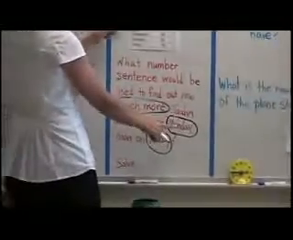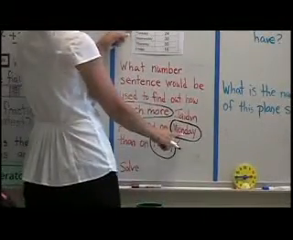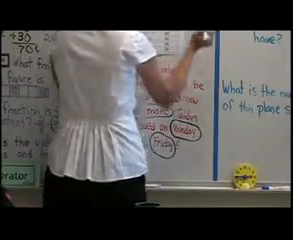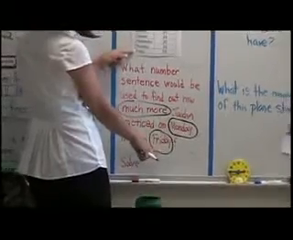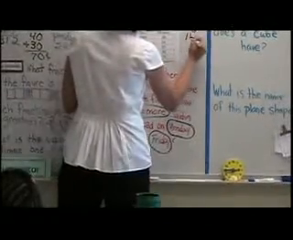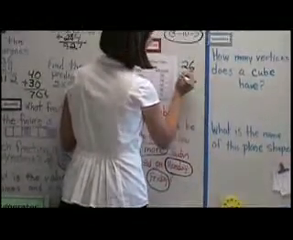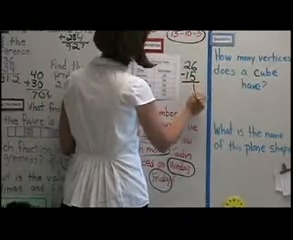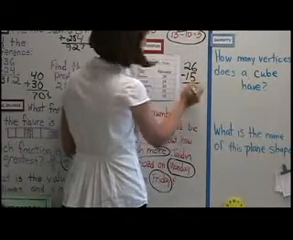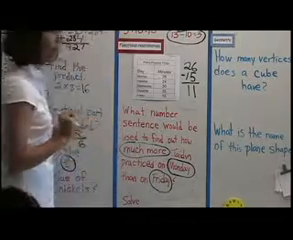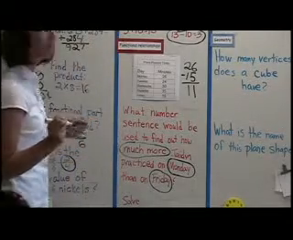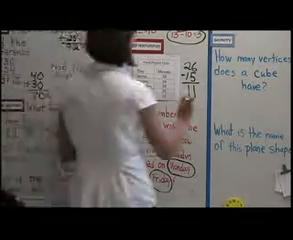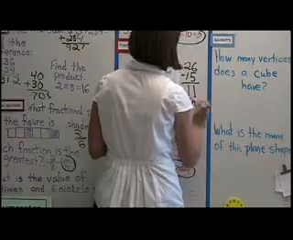So how many minutes did she practice on Monday? 26. How many minutes did she practice on Friday? 15. And what did we decide we were going to do? Subtract. 6 minus 5. 1. 2 minus 1. 1. What is the answer to the problem? 11. Minutes. Good. We got to say what they are.